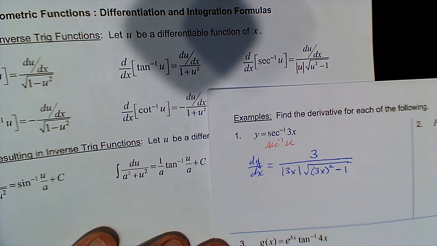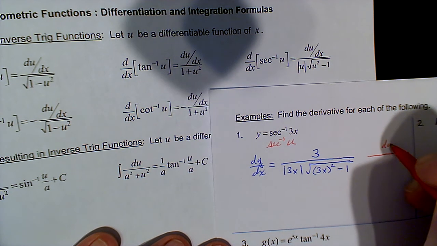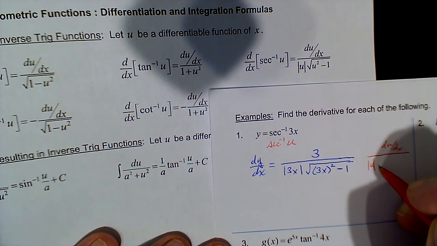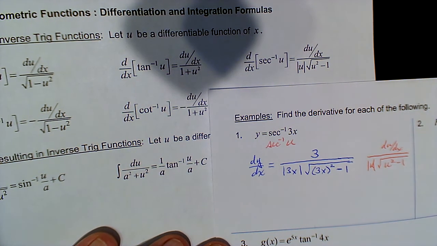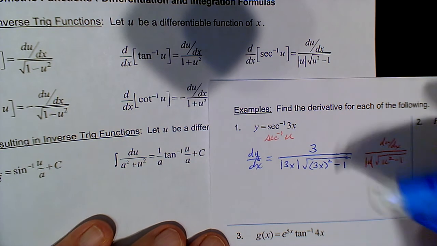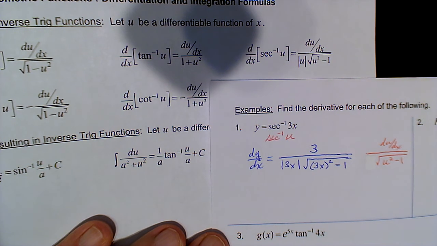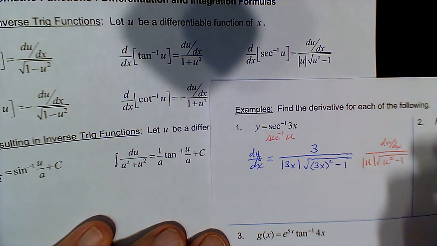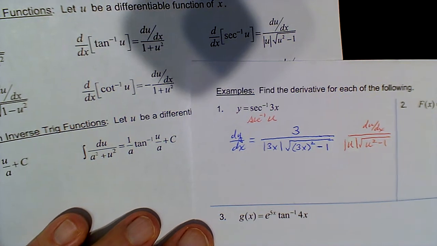and du dx is the derivative of u, which is 3x, and so that's just simply 3. So with regards to the formula, once again, it's du dx, absolute value of u, square root u squared minus 1. Let me just clean that up a little. Okay, so we're just following the formula. Now, a couple things we could do to finish this up.